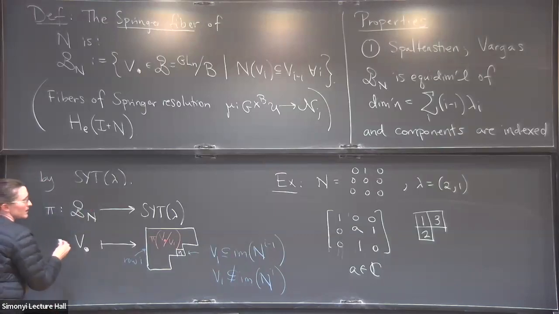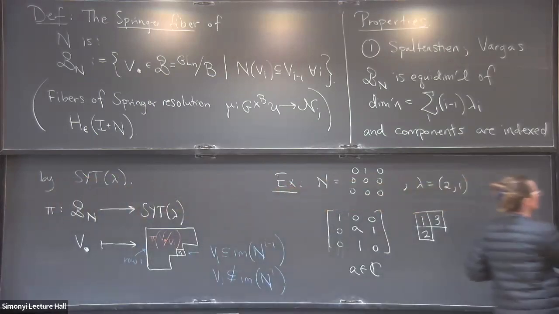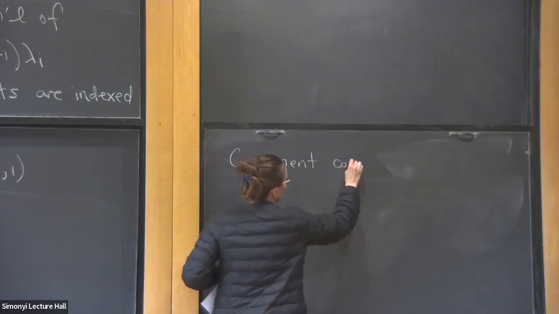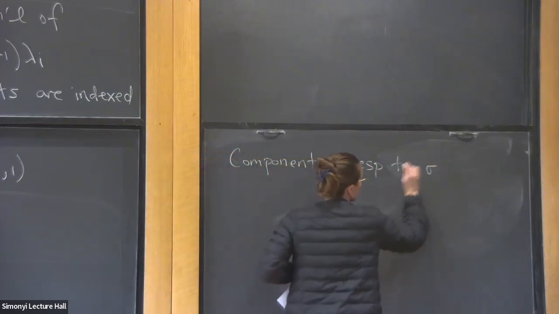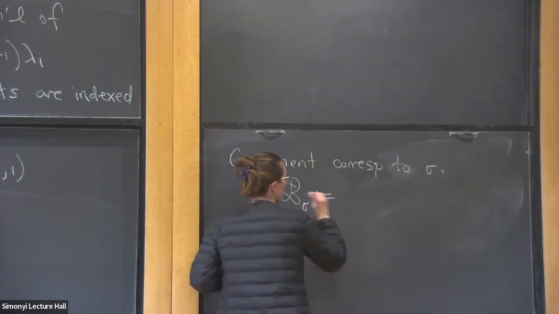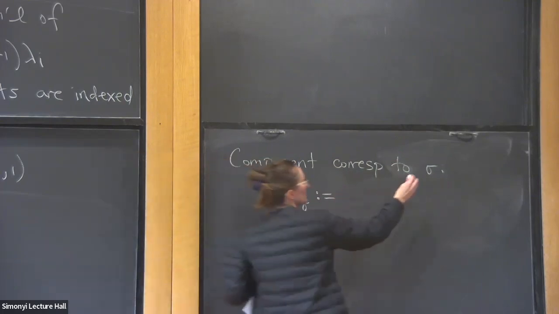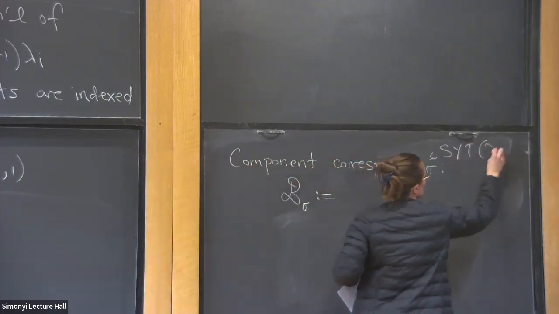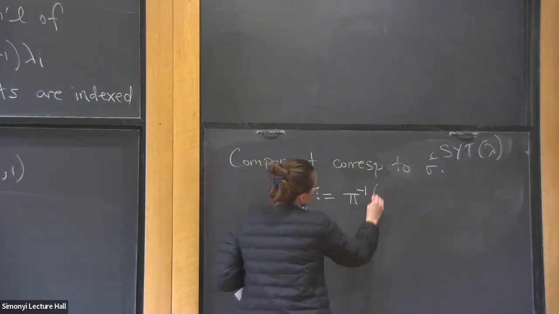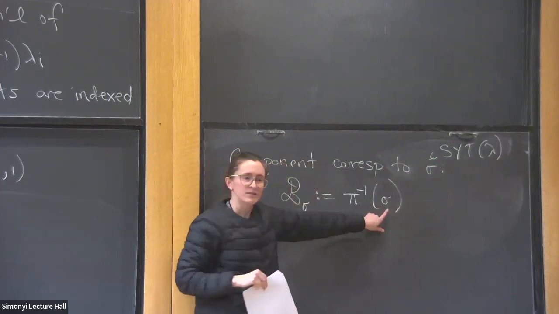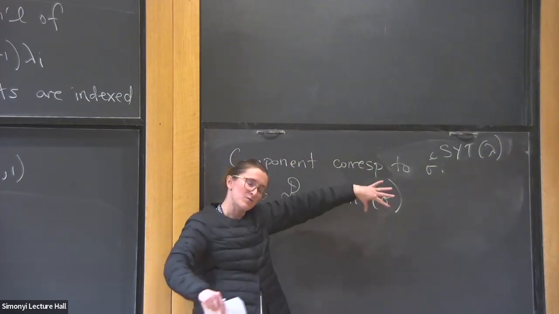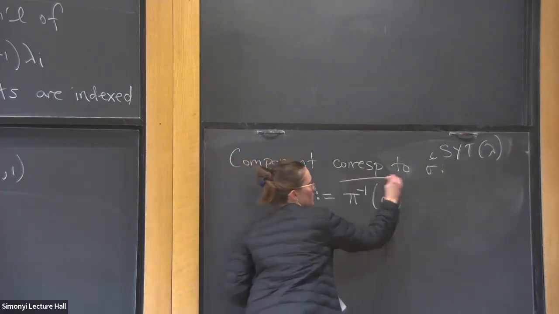So we will define the component corresponding to sigma in the following way. I will write B sub sigma, where sigma is my standard Young tableau of shape lambda. My component is all the flags that were assigned to sigma. If I let sigma vary over all standard Young tableaux, those would be disjoint, but I want an irreducible component, so I'm going to close it up.